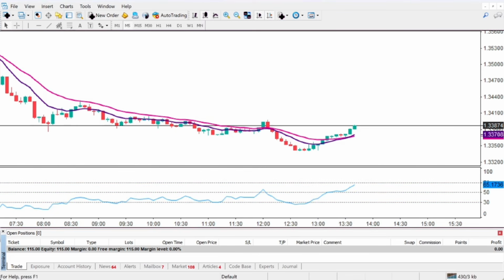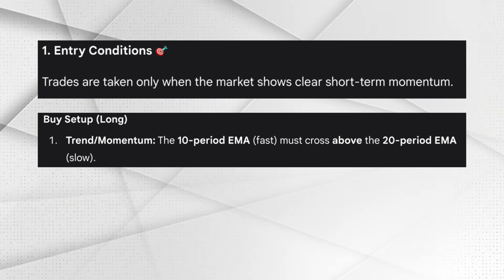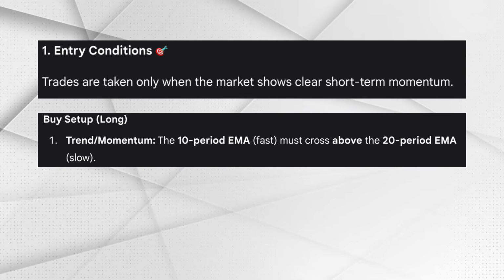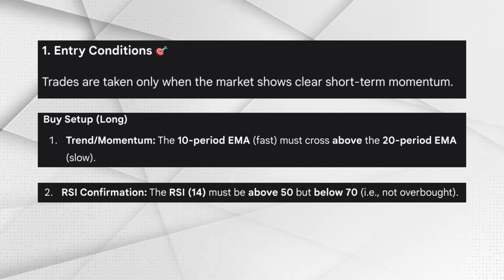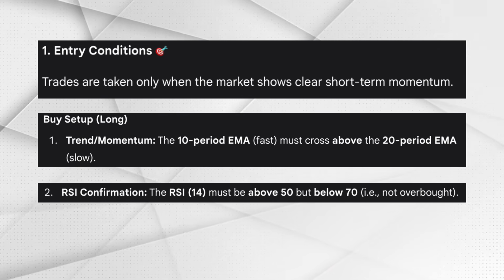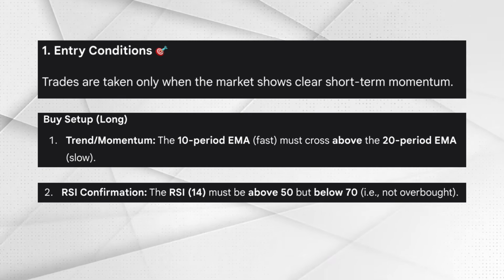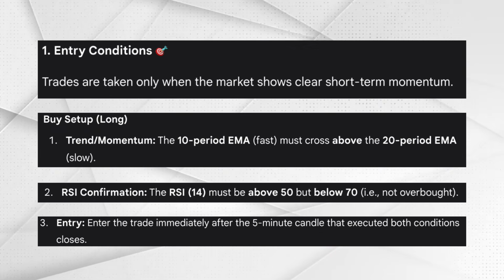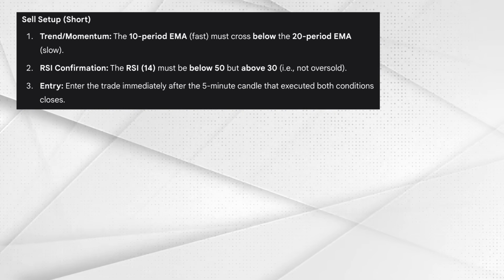Now, the rules are straightforward. For a buy setup, Gemini says to wait until the 10 exponential moving average crosses above the 20 exponential moving average. Then check if the RSI is sitting above 50, but below 70, meaning the market is showing bullish momentum, but not overbought yet. Once that confirmation candle closes, we enter a buy. For a sell setup, it's just the opposite.